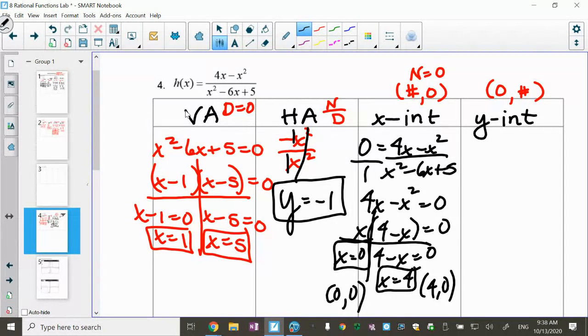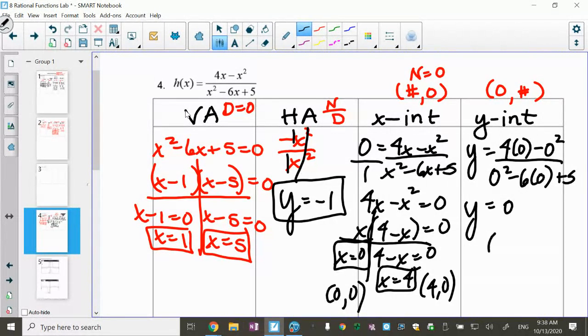Y-intercept, I put 0 in for x, so y equals (4 times 0 minus 0 squared) over (0 squared minus 6 times 0 plus 5). So you have y equals 0 over 5, or 0. And I'm like, wait a minute, I already have that as an x-intercept, but isn't it also a y-intercept? Okay. So now I know all that information, all right?